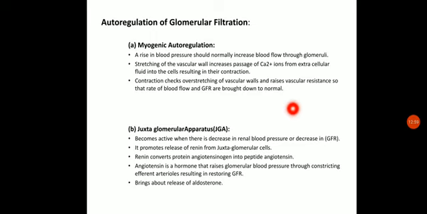Whenever there is a rise in blood pressure, the blood flow through the glomerular apparatus will increase, due to which the stretching of the vascular wall increases. The vascular walls, or the capillary walls, will start getting stretched, and this stretching will be responsible for the passage of calcium ions. These calcium ions are the ones responsible for contraction of muscles particularly.